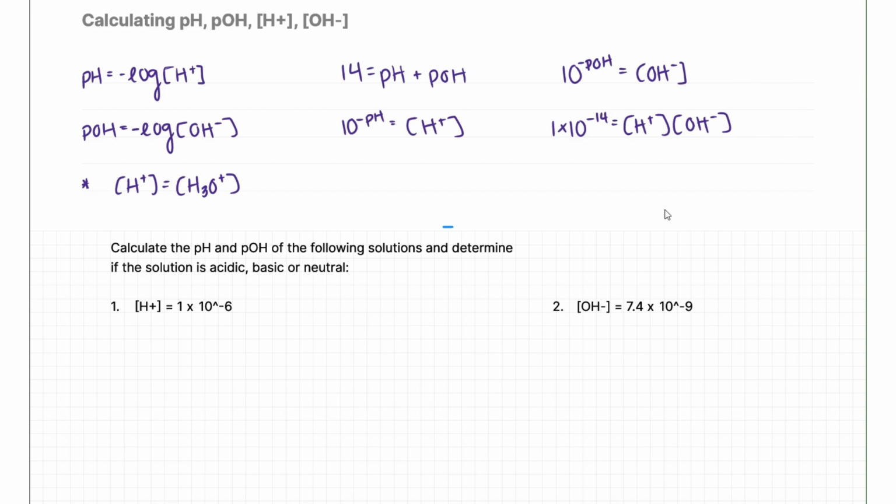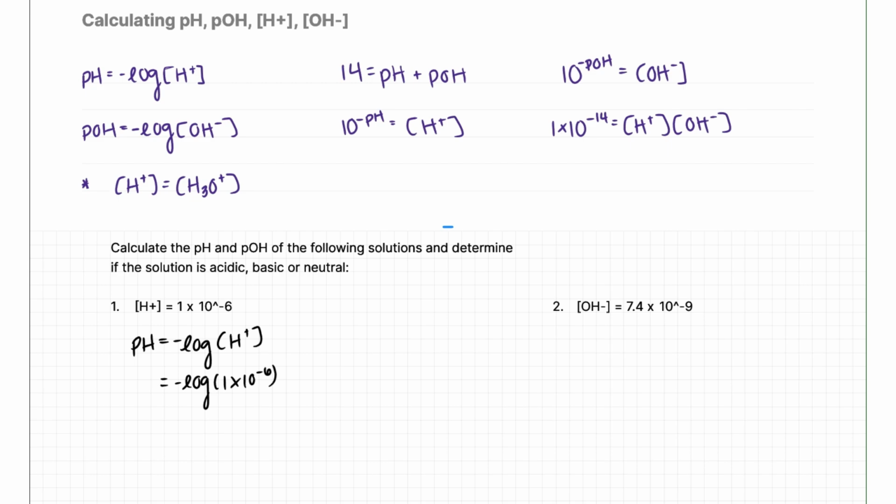With the first example, we are given the concentration of protons. To calculate the pH from the concentration of protons, the easiest equation to use and the most straightforward way will be pH equals the negative log of the concentration of H+. Log is a function in the calculator, so I will input negative log 1 times 10 to negative 6.